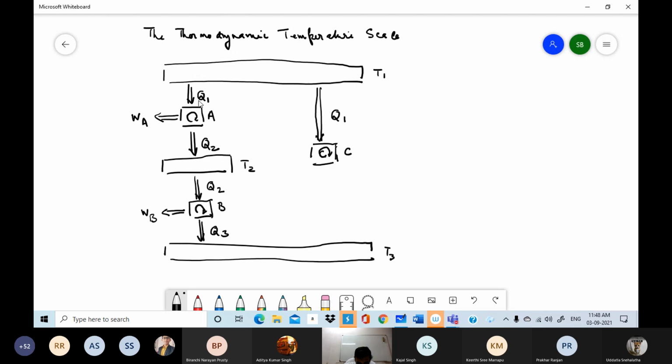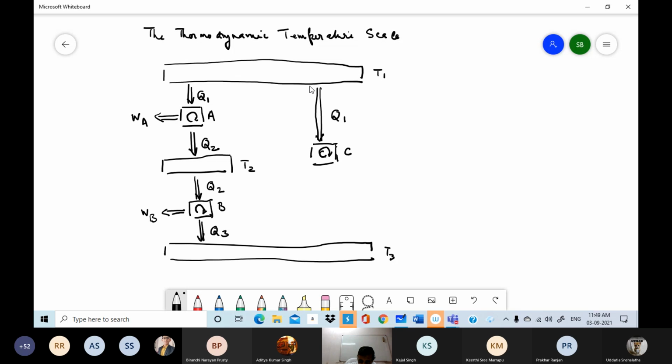So the engine consisting of A and B, since both A and B are reversible, this entire device is also a reversible engine. So this is one reversible engine, and on the other hand, I could have a reversible engine directly working between T1 and T3 without going through T2. So A plus B and C are both reversible engines operating between two reservoirs at temperatures T1 and T3. So by the second proposition, both of them must have the same efficiency.